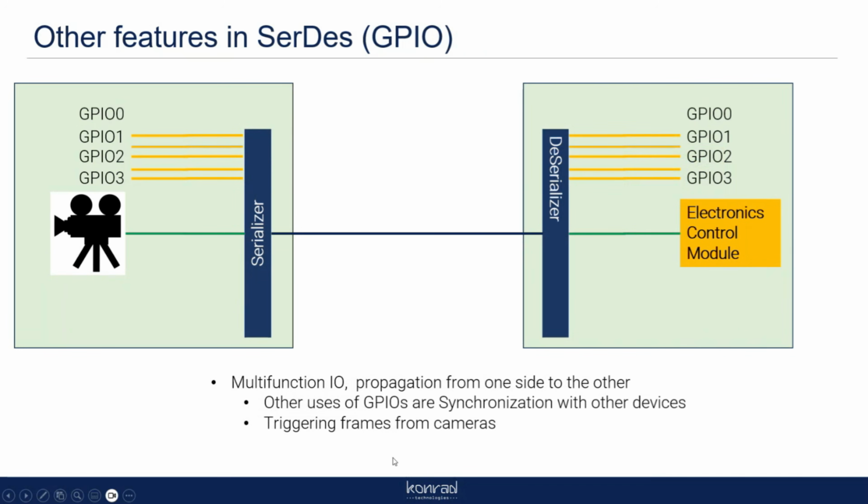The other thing you can do with the SerDes is GPIOs. There's a bank, and I think there's actually more of them with one of the types than the other, but there's a bank of GPIO lines that you can use. They're just multifunction. You get to determine as a user if they're inputs or outputs and what you can use them for. A lot of times they're used for synchronization with other sensors. They can also be used to trigger frames from a camera.